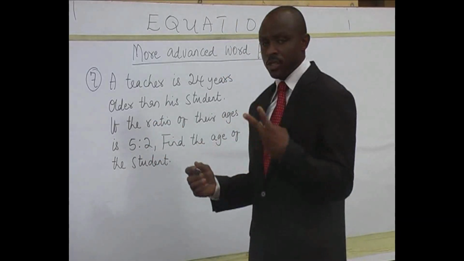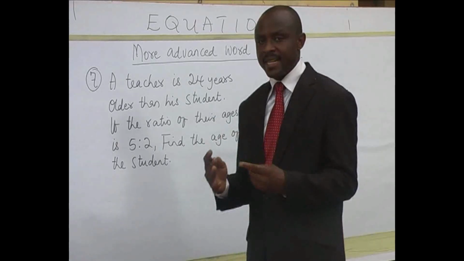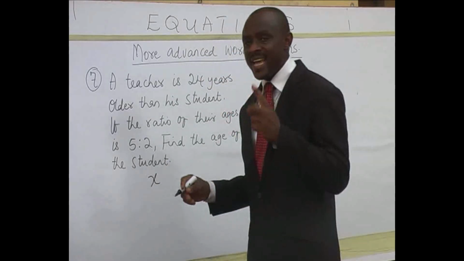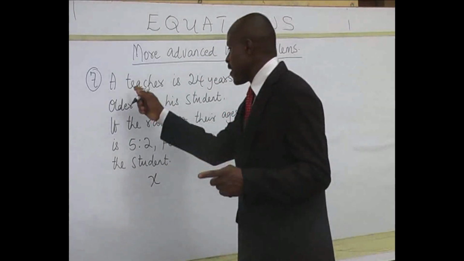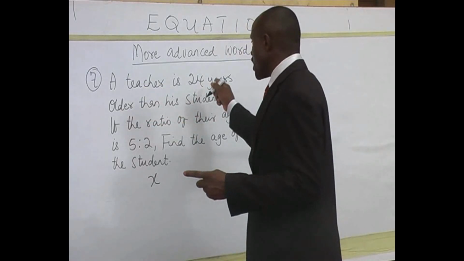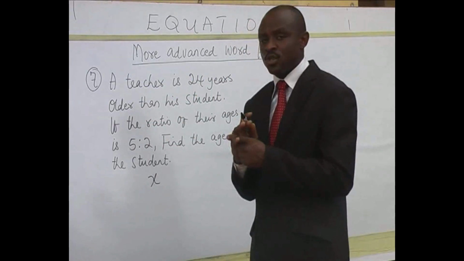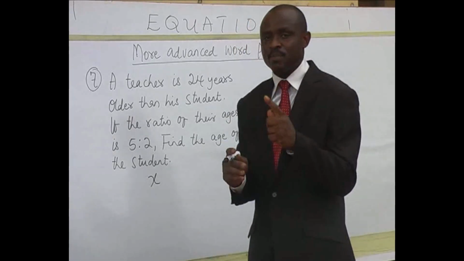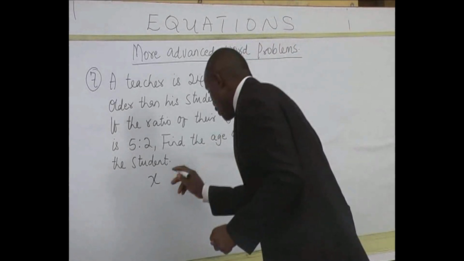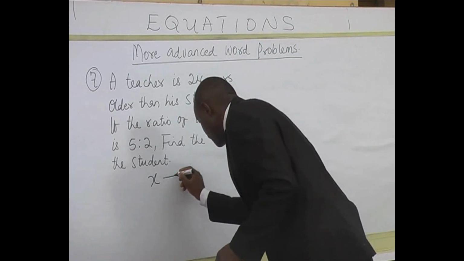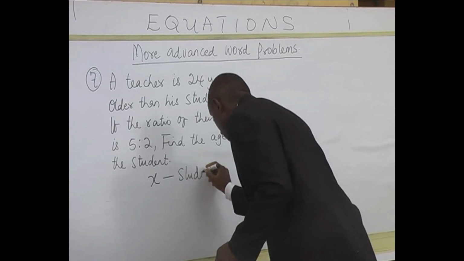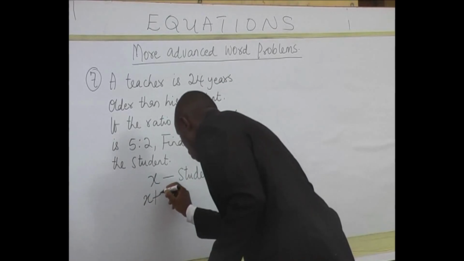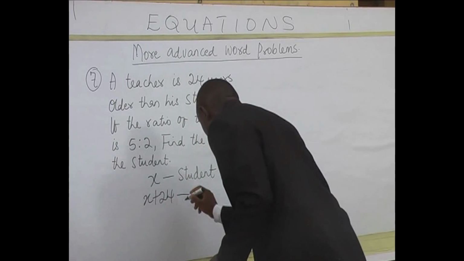Let the age of the student be represented with any letter. Let's choose X. Let X be the age of the student. Now from the first sentence, they say that the teacher is 24 years older than the student. That means the age of the teacher now will be X plus 24 years.